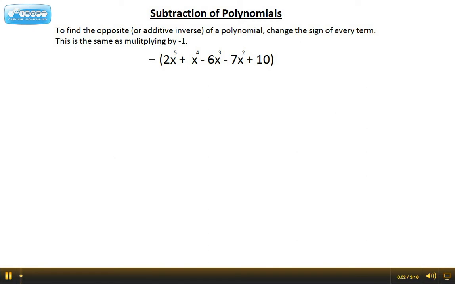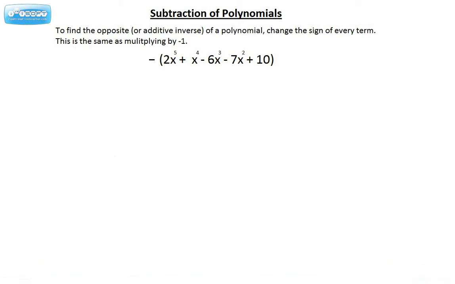In this tutorial, we're going to talk about subtraction of polynomials. To find the opposite or additive inverse of a polynomial, change the sign of every term. This is the same as multiplying by -1.